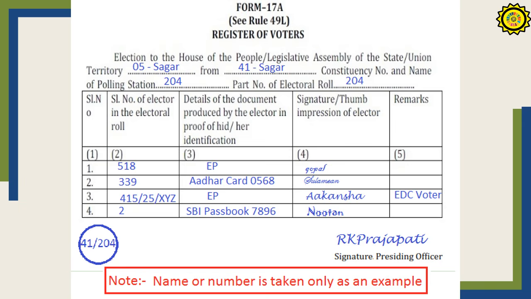After making necessary checking and entries, the PO will allow that voter to cast the vote through EVM VVPAT. In Form 17A, in the column meant for mentioning the serial number of the elector in the electoral roll, the serial number, part number and the name of the assembly segment of the EDC holder shall be maintained. For example, if the EDC holder is enrolled at serial number 415 in part 25 of the assembly segment, then the entry in column 2 of 17A in that case would be 415/25/EDC. In the remarks column of Form 17A, "EDC voter" shall be written.